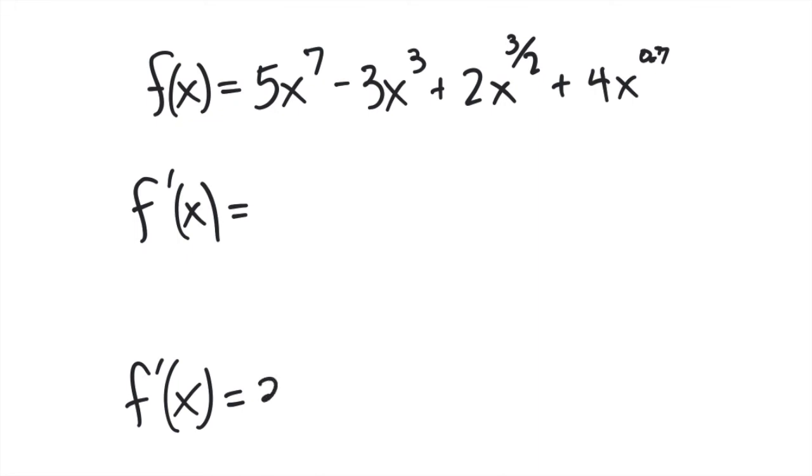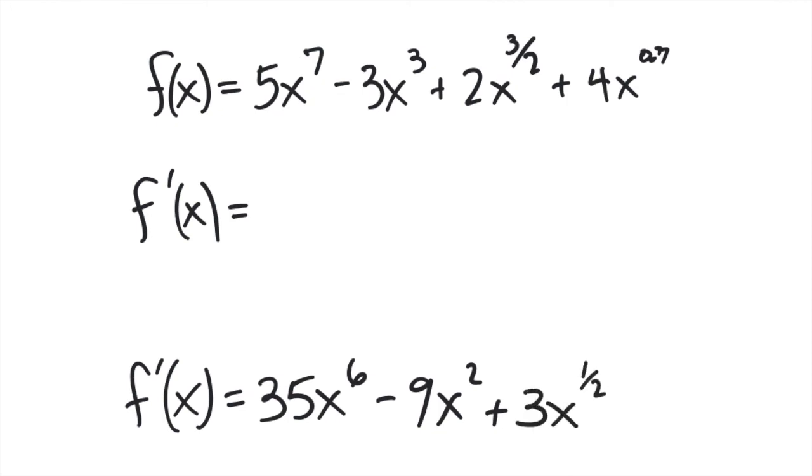The final answer, you're going to get something like 35x to the 6th minus 9x squared plus 3x to the 1/2 plus 2.8x to the negative 0.3. Okay, so that's kind of what your final answer is going to look like. Now, how do we kind of get there as a middle step if you've never seen this before? I would recommend this. Your 5x to the 7th, just write the 5 and then write the 7 that's going to drop down in front, and x to the 6th power.